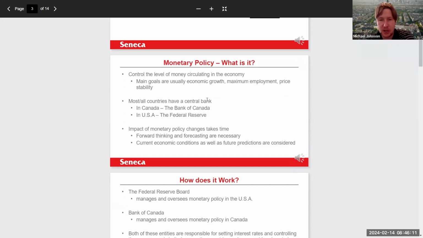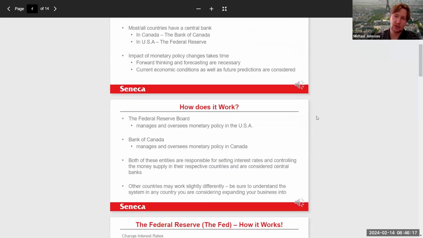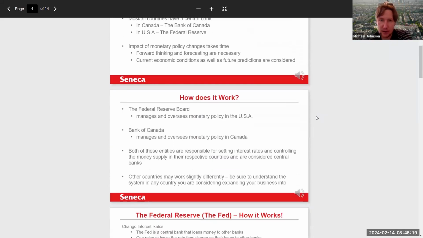The impact of monetary policy changes takes time. Forward thinking and forecasting are necessary. Current economic conditions as well as future predictions are considered. How does this work? The Federal Reserve Board manages and oversees monetary policy in the US. The Bank of Canada manages and oversees monetary policy in Canada.